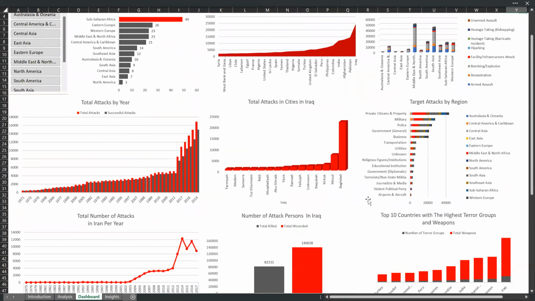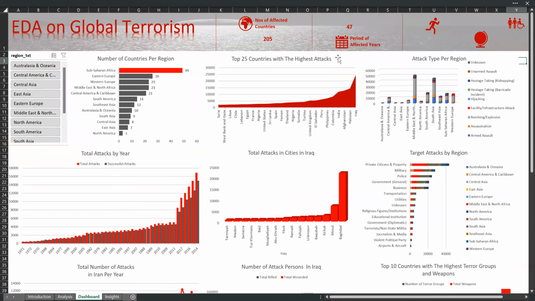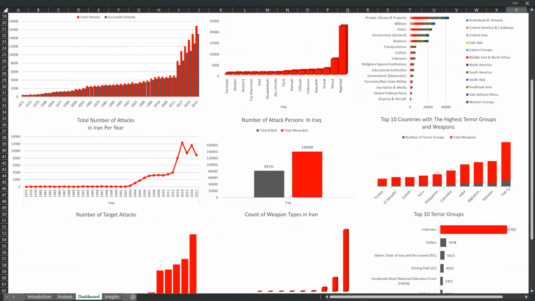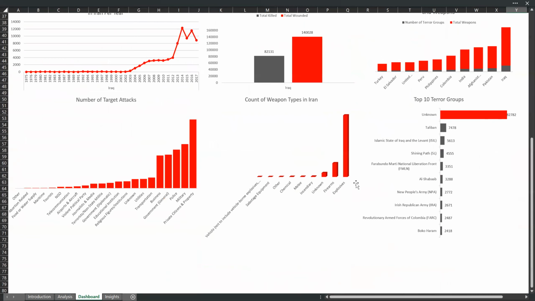The next chart talks about the top 10 countries with the highest terror groups and weapons. Just as identified above, where we saw that the top 25 countries with high attacks were Iraq, Pakistan, and Afghanistan. Also, the top 10 countries with the highest weapon and terror groups include Iraq, Pakistan, Afghanistan, India, Colombia, Philippines, Peru, United Kingdom, El Salvador, and Turkey. Also, Iraq ranks high in the number of terror groups and also ranks high in the number of total weapons.